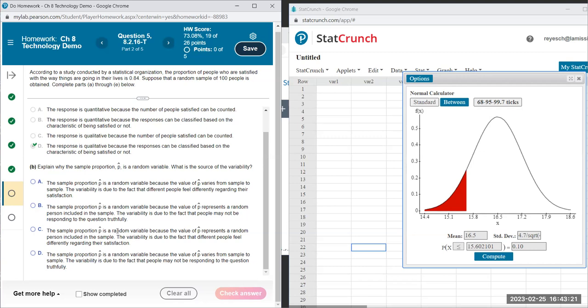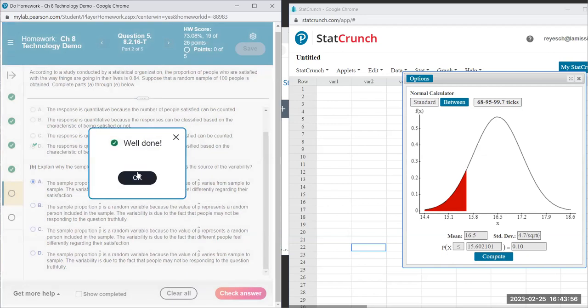What did it say at the beginning? The sample proportion p hat is a random variable because the value of p hat represents a random person included in the sample. No, this p hat does not represent one person. It represents the proportion of people who answered yes out of the 100 or however many there were. So did we eliminate B? Yeah, and this does not represent a person. Okay, so we eliminated the other choices.